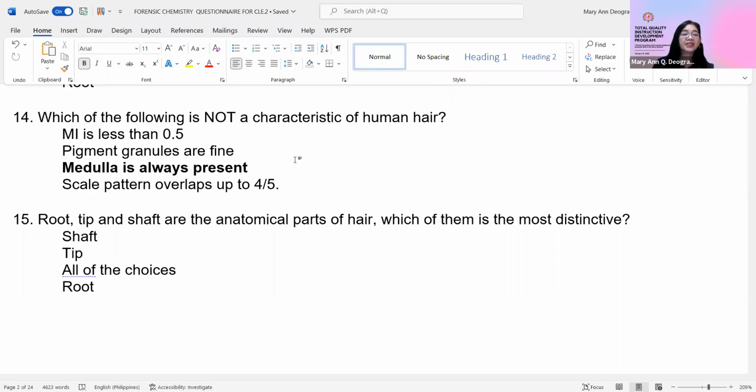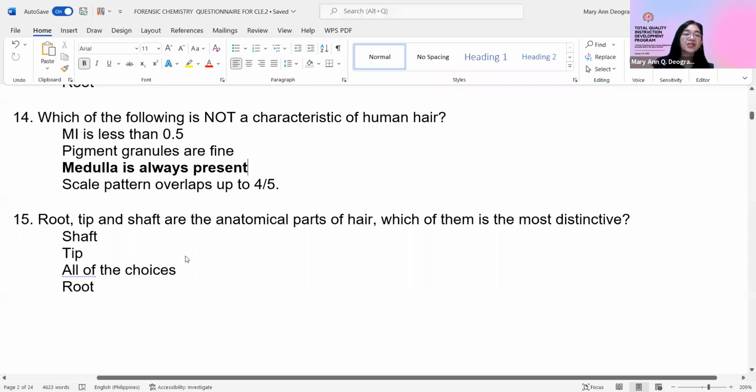Okay, number 15. Root, tip, and shaft are the anatomical parts of hair. Which of them is the most distinctive? Is it the shaft? Is it the tip? Is it the root or lahat sila? Okay? It's the shaft. So shaft ang sagot, guys.